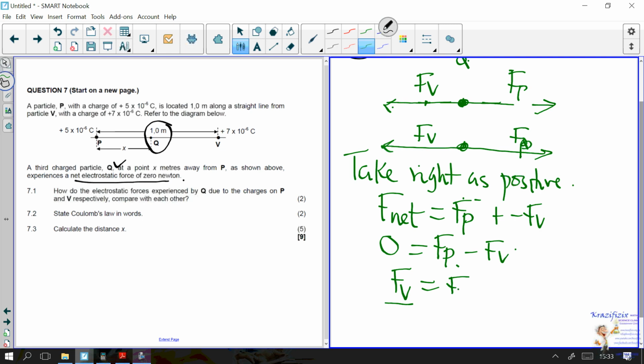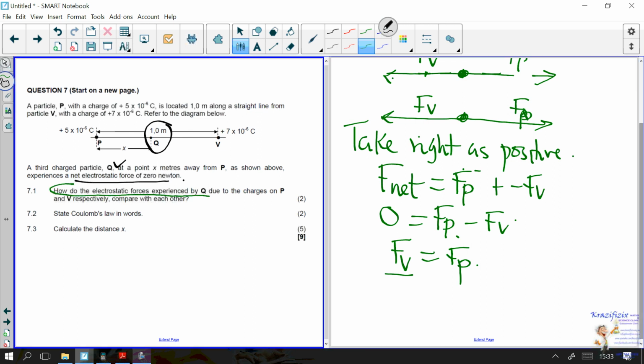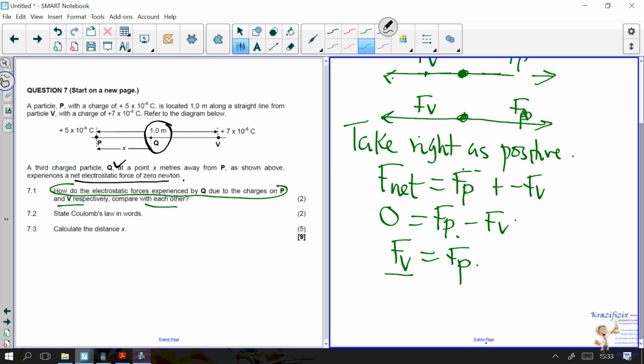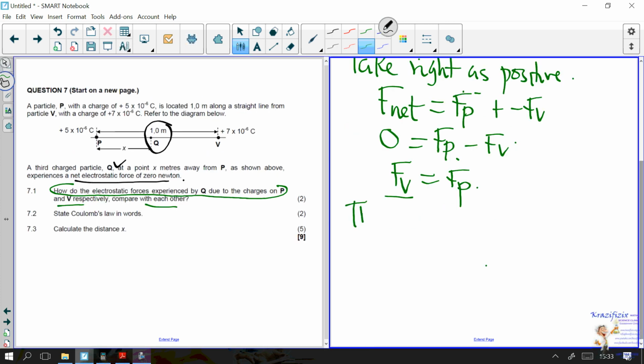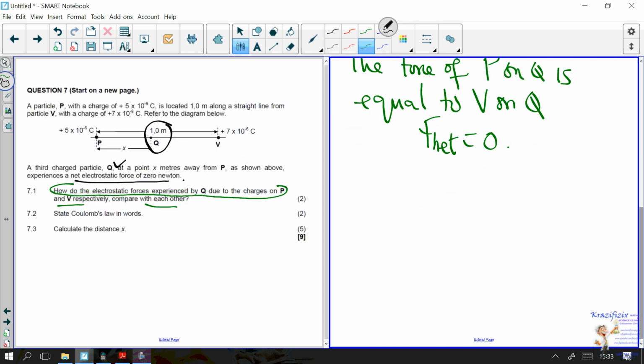So FV equals to what? FP. Beautiful. Question says, how do the electrostatic forces expressed by Q due to P and V compare? They are equal. The force of P on Q is equal to the force of V on Q, because F net is equal to 0. Good. F net is equal to 0.